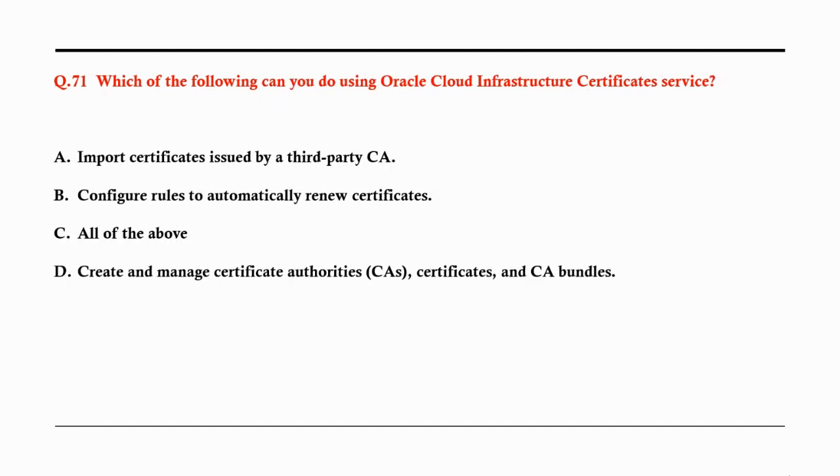Question 71. Which of the following can you do using Oracle Cloud Infrastructure Certificate Service? The correct answer is answer C, all of the above. You can import a certificate, you can configure the rule, you can create and manage certificate authorities, certificates, and CA bundles. So all these things you can do.